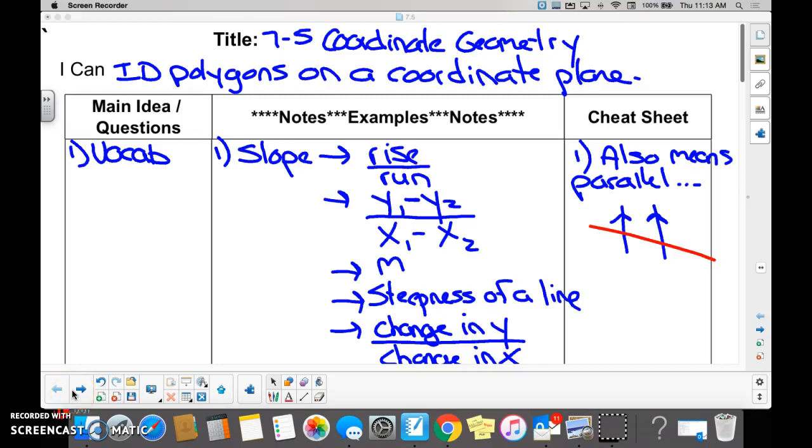7.5 coordinate geometry. I can identify polygons on a coordinate plane. Excellent job, Haddon. Appreciate that. Your mom will be very proud.